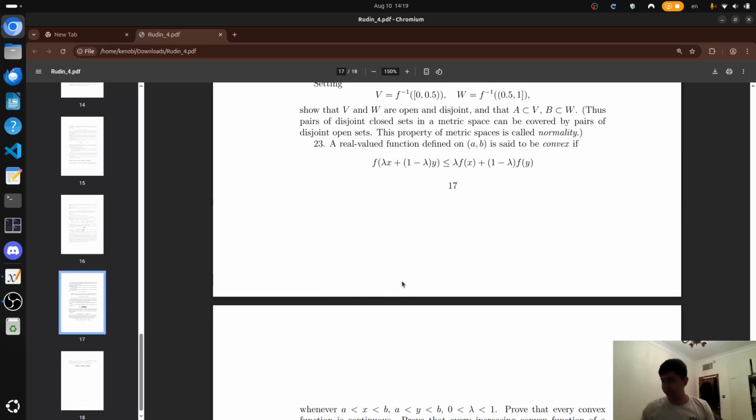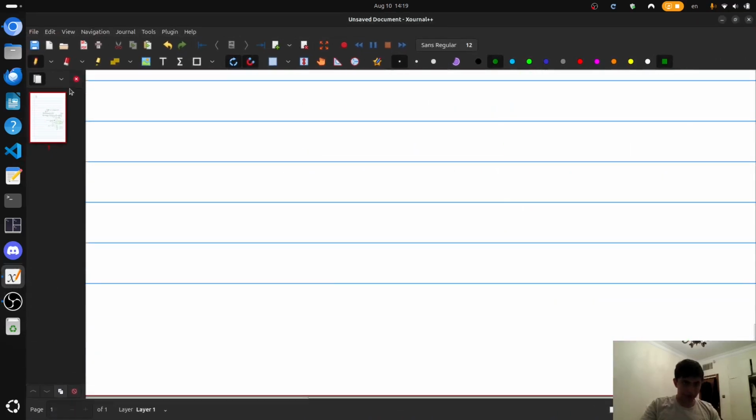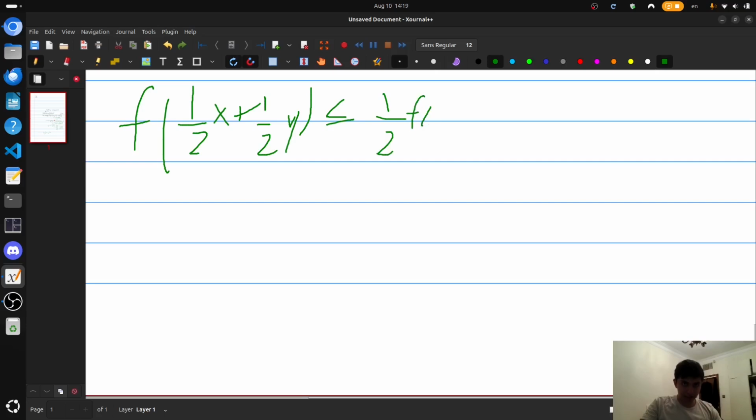To do this, I'll just write up the proof. Let me write the proof for you. So we're going to get f of 1/2 x plus 1/2 y is less than or equal to 1/2 f of x plus 1/2 f of y.